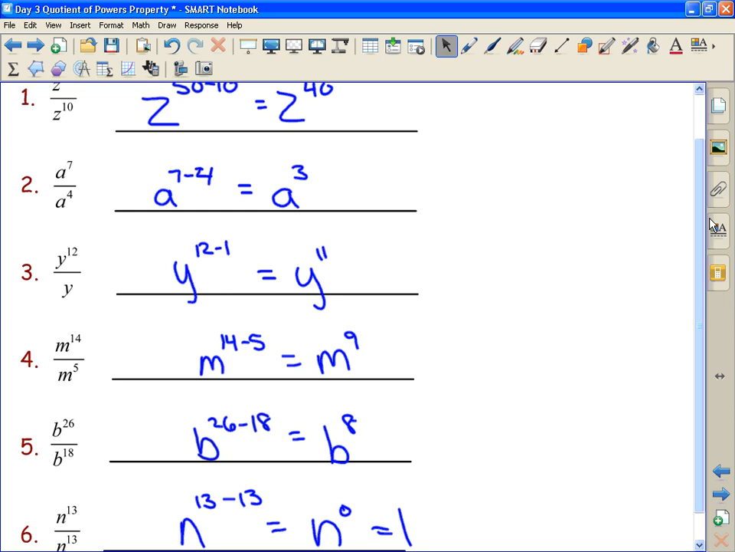Now, on a problem like number 6, I don't mind if you write it as n to the 0 or if you write it as 1. If it does say write it using powers, I would prefer n to the 0, but I would probably take either answer.